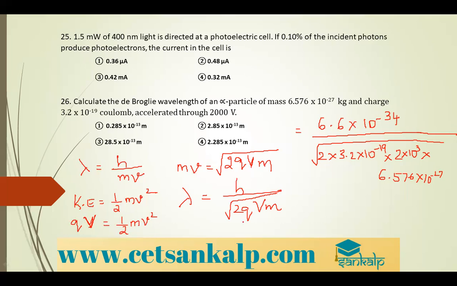If you simplify this further, it comes to 2.75 into 10 to the power minus 13 meter. Option 4.